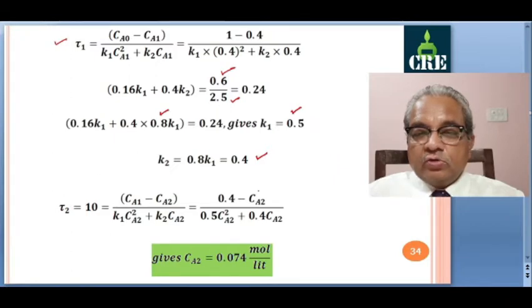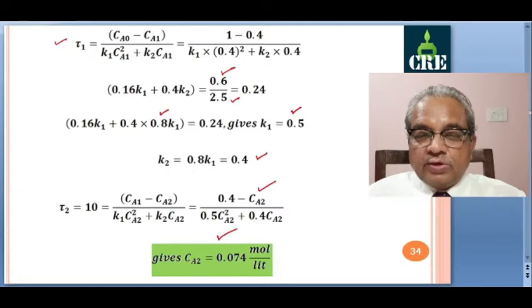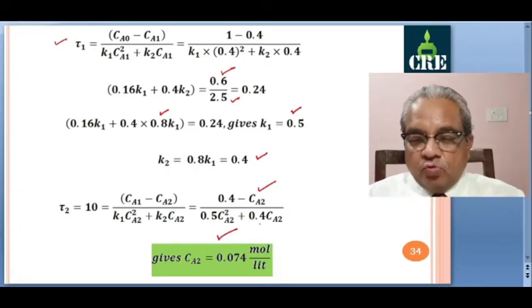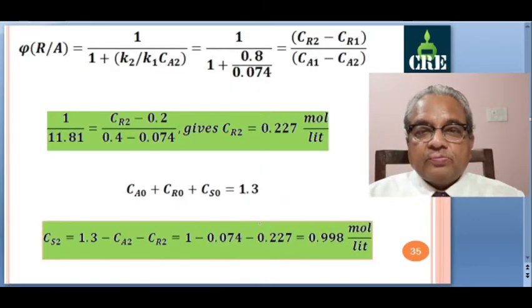Now we want to find out Ca2, the exit concentration of A from the second reactor. So I know tau, that is 10. Ca1 is known, Ca2 is unknown. So you solve this equation for Ca2 and you get Ca2 is equal to 0.074 moles per liter, for the second reactor.